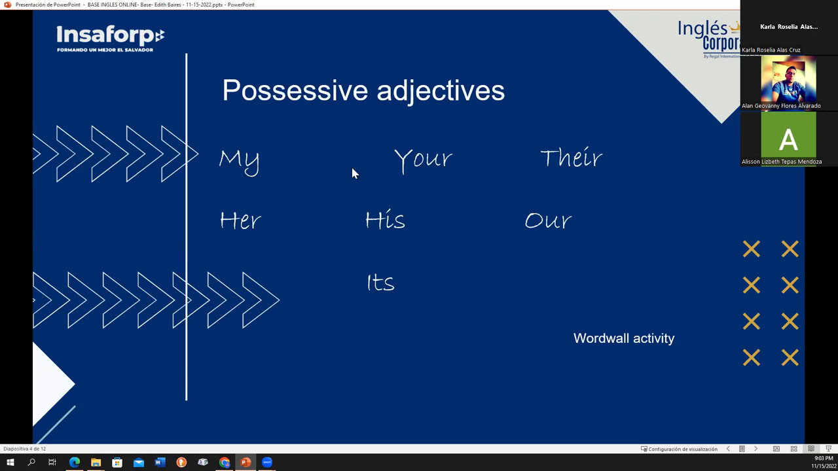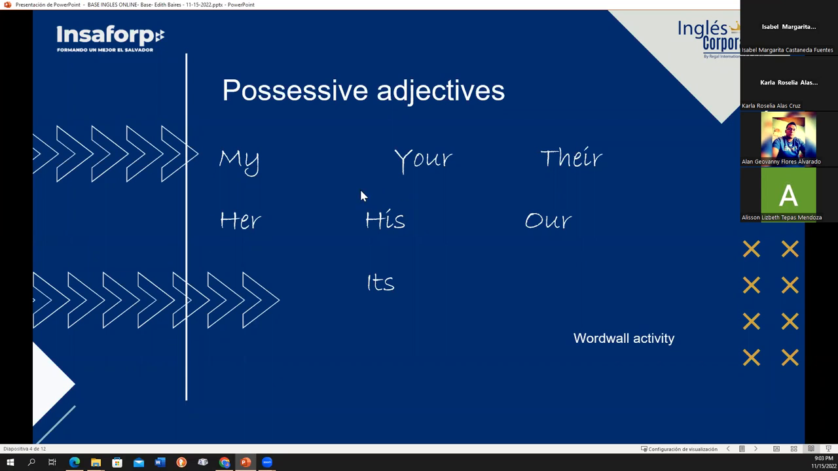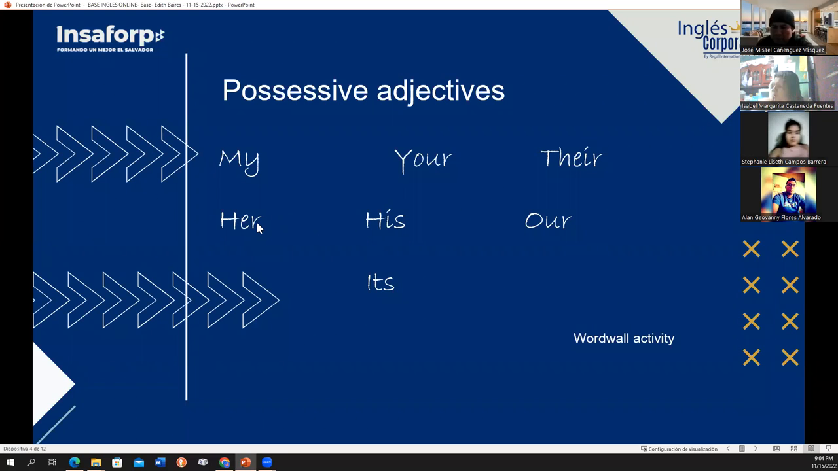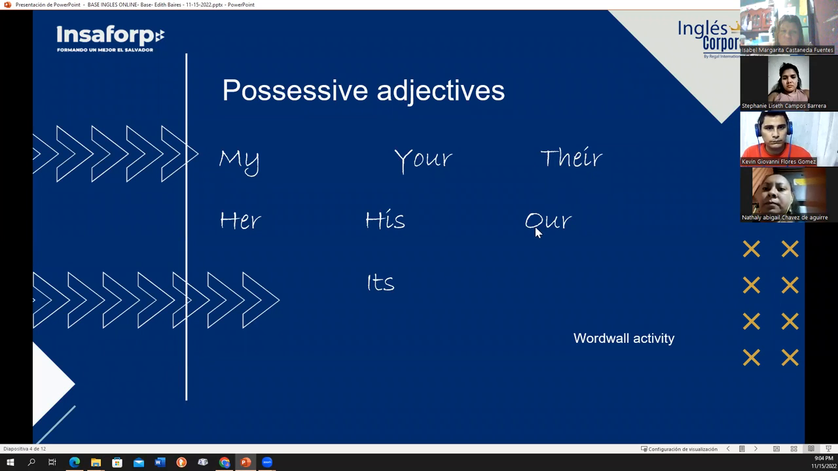Do you know, ustedes saben qué significan estos adjetivos posesivos? Mine, do you know what is the, ¿qué es el significado? Mío. Yeah. Mío, okay. Muy bien. Her. Su, de ella, okay. His. Su, de él, okay. Their. Ellos. Our. Nuestro. De nosotros, okay, como nuestro. And its. Eso. Okay. Very good.